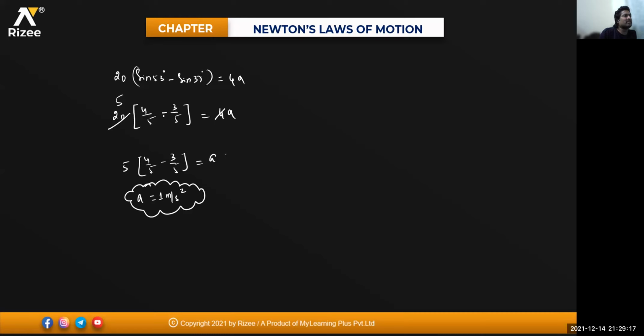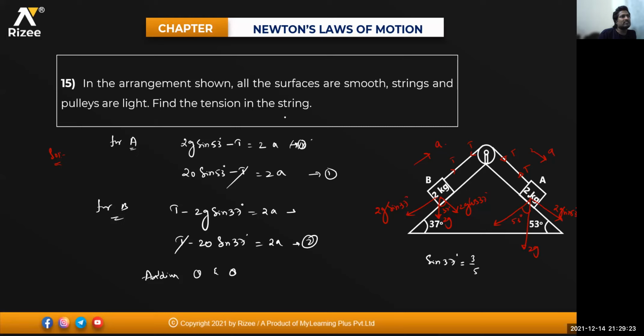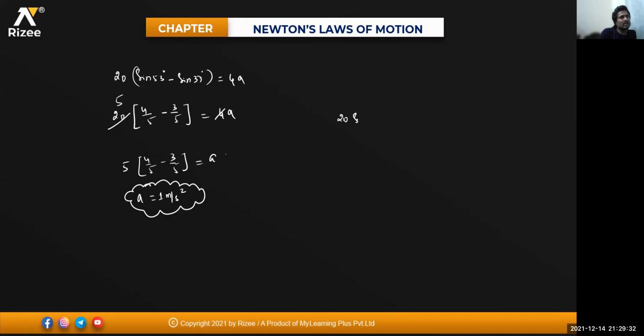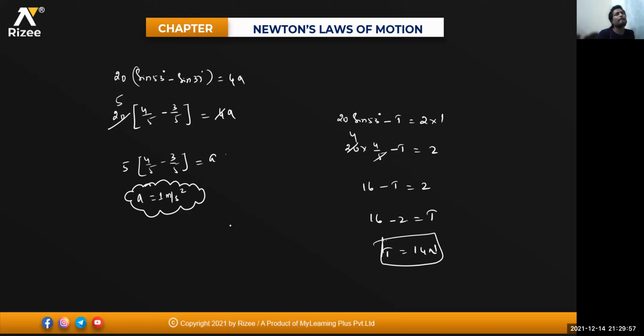If acceleration is 1 meter per second squared, I can even calculate what is being asked: find the tension. Tension in the string means I can use equation number 1. 20 sine 53 minus T equals 2 into acceleration, which is 1. So 20 into 4 by 5 minus T equals 2. 5 ones are 5, 4 fours are 16, 16 minus T equals 2. So T equals 14. Clear?